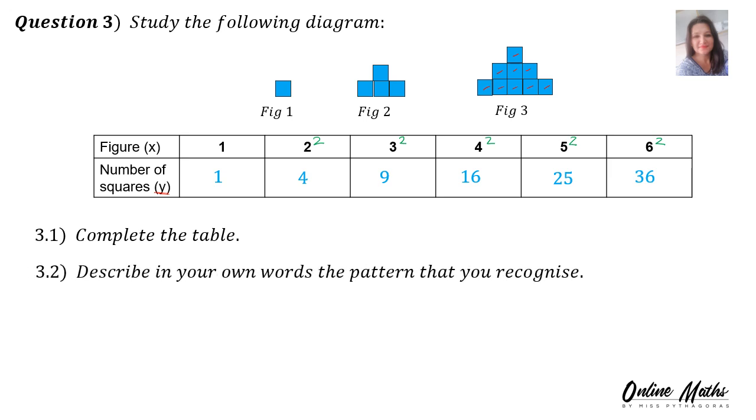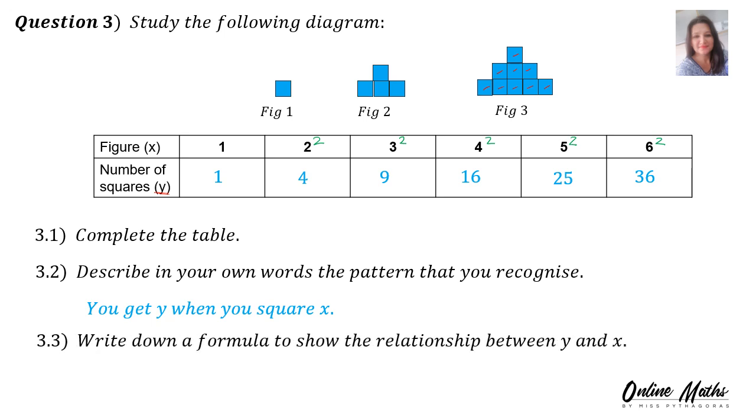Question 2. Describe in your own words the pattern that you recognize. Now, what happened? Do you agree? You got y when you square x. And then question 3, write down a formula to show the relationship between y and x. And that one, y is equal to x squared. And here you can see that x means the figure number.